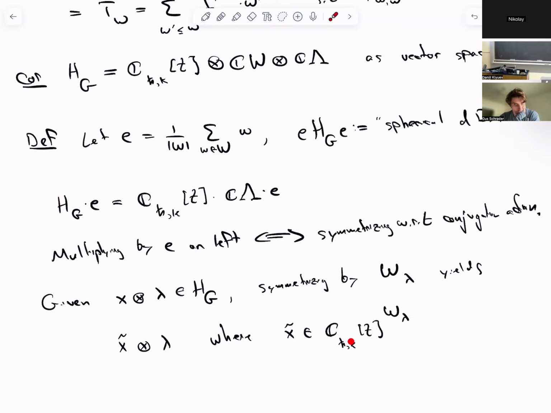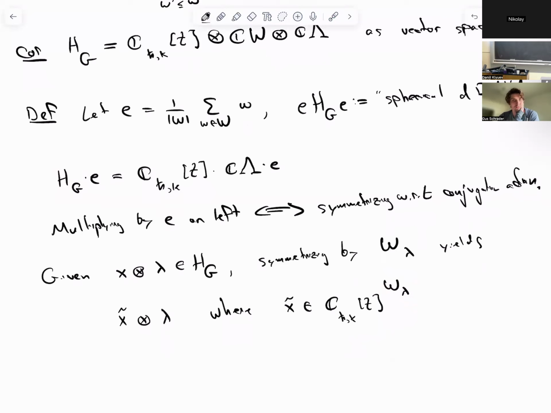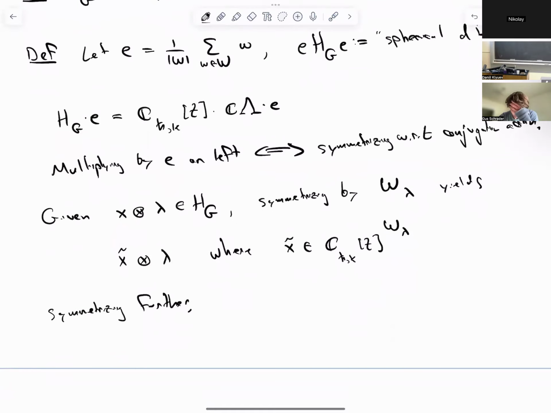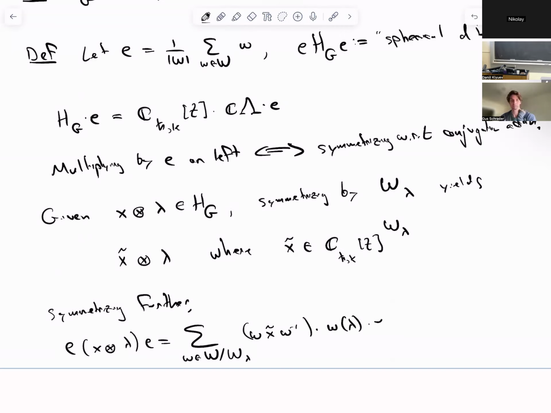And again, anytime I introduce a kappa in the polynomial rep, I'm using the kappa twisted W action. So that's the only way the Weyl group can act. So thus, we may as well assume X itself is symmetric under W lambda, and then symmetrizing further. Now, we just have to add over all elements of the coset lattice. We find E times X tensor lambda E is the sum over all cosets W X tilde W inverse times W lambda times E.